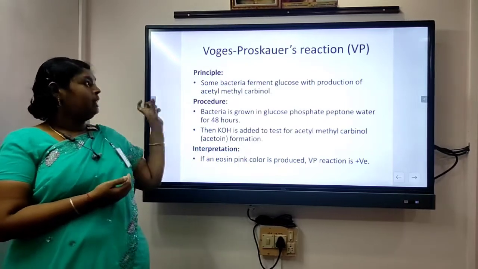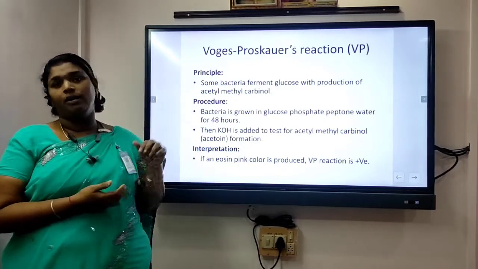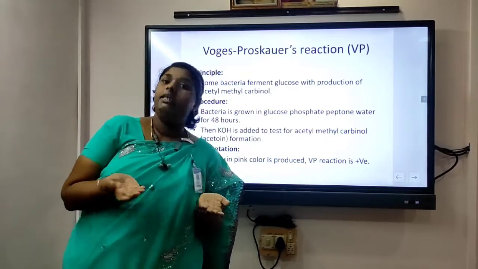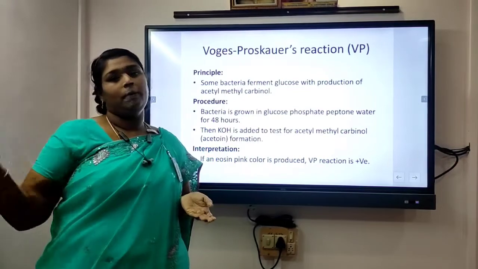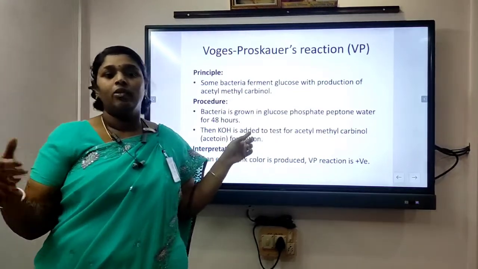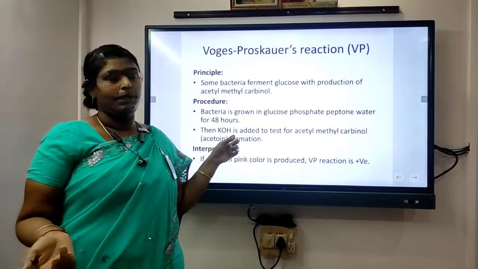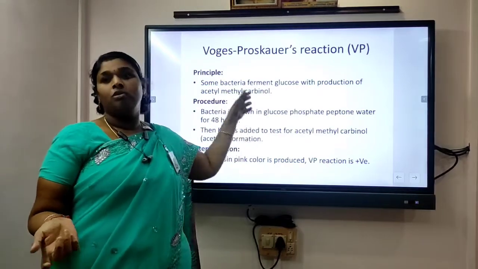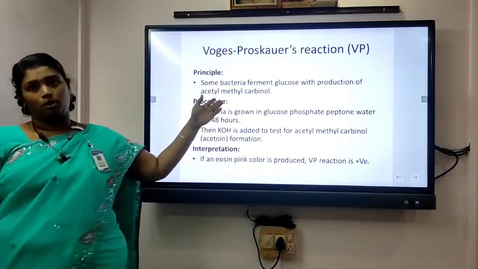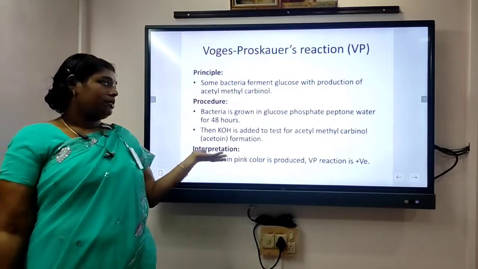Okay, so this is the specific principle behind the VP reagent. Same mechanism, after the metabolic activity they will be producing the same acid and alcohol. Here a special derivative called acetyl-methylcarbinol will be synthesized by the organism, so that glucose to acetyl-methylcarbinol can be detected by the Voges-Proskauer reaction. Okay, so what is the procedure?